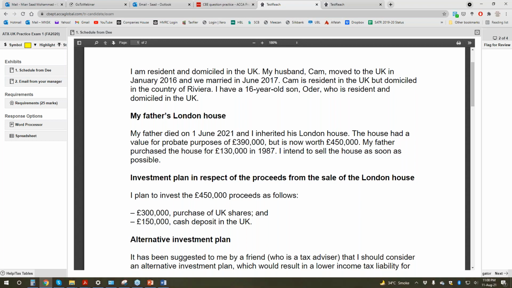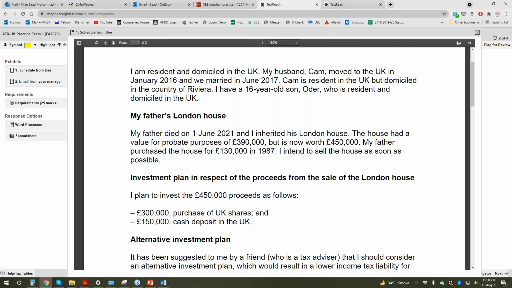My father's London house. Okay, I guess that was the house that she was talking about selling and investing the proceeds from this house. My father died on 1st June 2021 and I inherited this house. The house had a value for probate purposes of 390 but is now worth 450. My father purchased the house for 130. It doesn't matter because she has inherited, so the cost doesn't matter. For her the cost will be 390 because she has inherited the house, not bought the house. So when you have inherited the house, you have actually bought it at that value. So for her the cost will be 390,000.